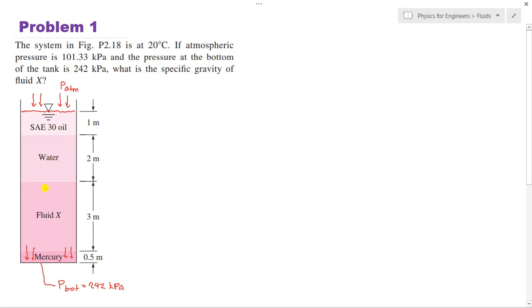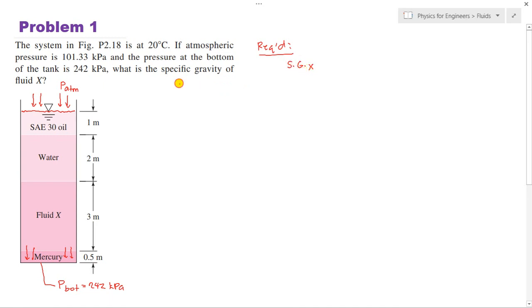So the question is, what is the specific gravity of fluid X? We have a fluid X located between the water and mercury. So we can say that fluid X is heavier than water. So what do we expect the value of the specific gravity of fluid X to be? Is it greater than 1 or less than 1? Okay, greater than 1 because it is heavier than water. So we write the requirement: the required here is the specific gravity of fluid X, that is Sg of X.